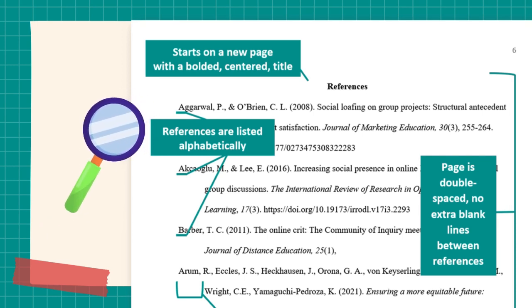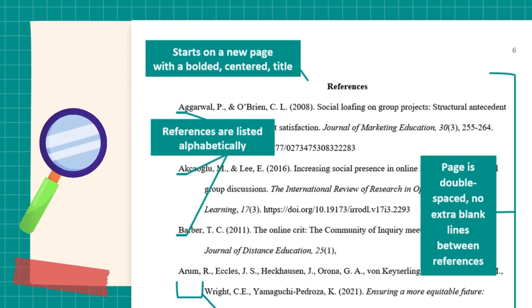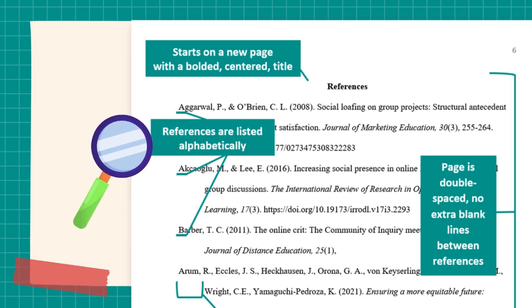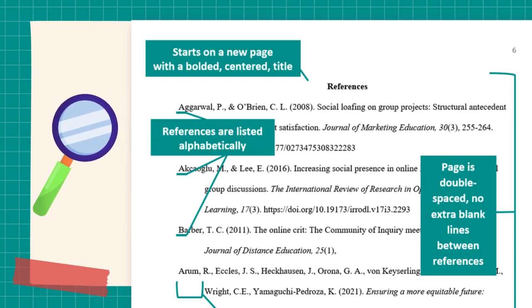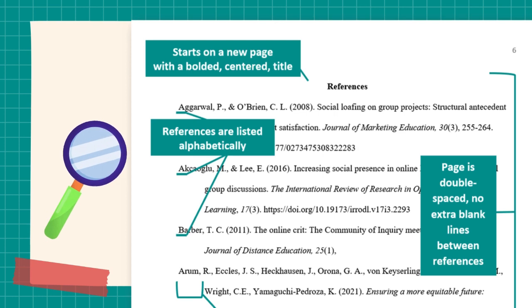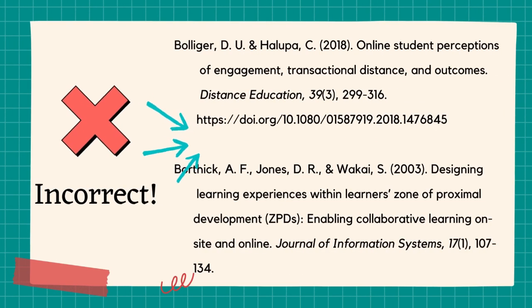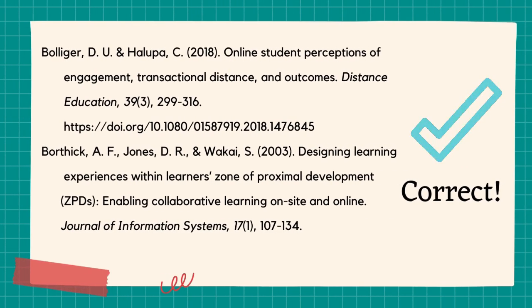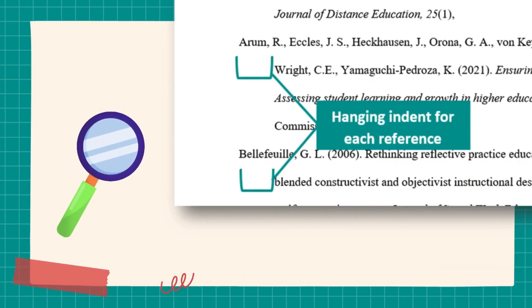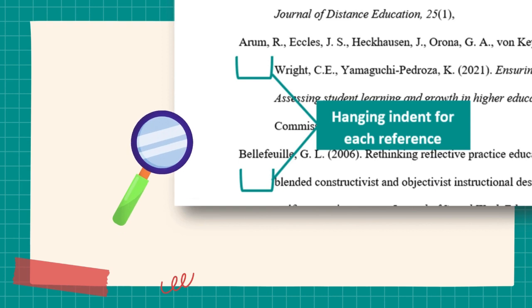You also want to make sure that your references are listed alphabetically by their last name and that the page is double spaced with no extra blank lines between each of the references. Sometimes students will add an extra space between references. This is incorrect. Instead, you end your first reference and you hit enter and start right away on the next one. In addition, you'll notice that you have to do a hanging indent for each reference.